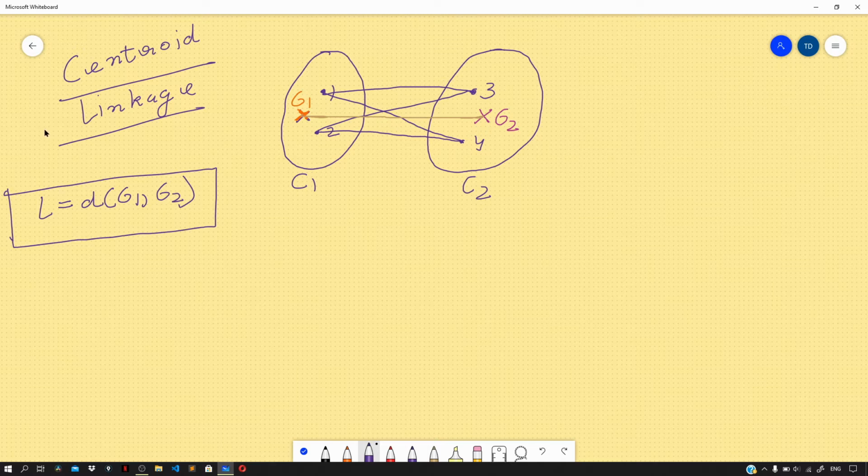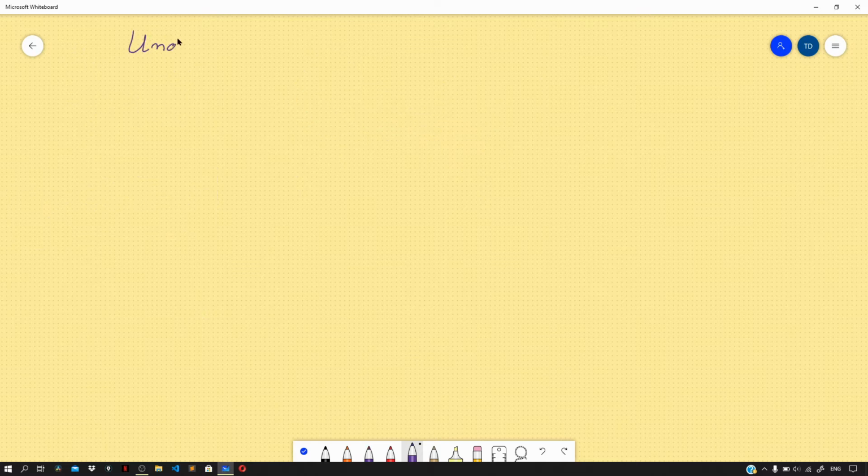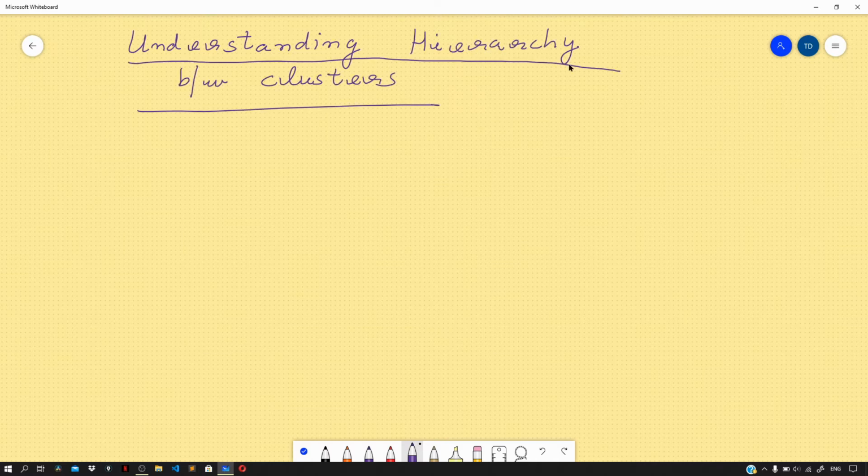Now we had discussed agglomerative clustering in one of the previous videos. When the algorithm gets finished with the process of clustering of data points, we get a tree-like structure, which is also called a dendrogram. And this tree-like structure helps us to understand the hierarchy between clusters. So now let us move forward and understand how we can create a dendrogram before we interpret it. So let us take an example, understanding hierarchy between clusters.